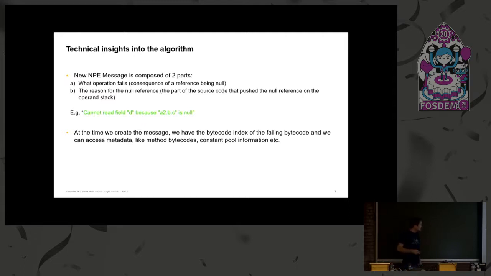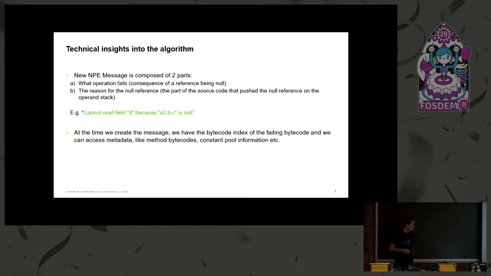The null pointer exception message, you see the green line, it says cannot read field D because A2.B.C is null. It has two parts. The first part is what went wrong: cannot read field D. And the second part, that's the more complicated part, I'd say, you have to go back in the program flow a bit to figure out what exactly was the reason, what brought the null reference onto the operand stack.